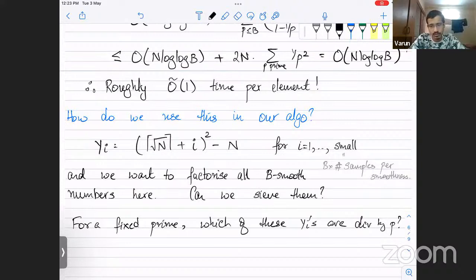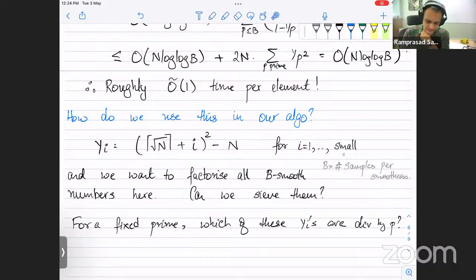Where i is divisible by p. It's not clear, right? Because it's something plus i, the whole squared, minus some other thing. By the way, this prime p need not divide n or anything. This is some fixed prime. For example, I want to know what are the y_i that are divisible by 2.